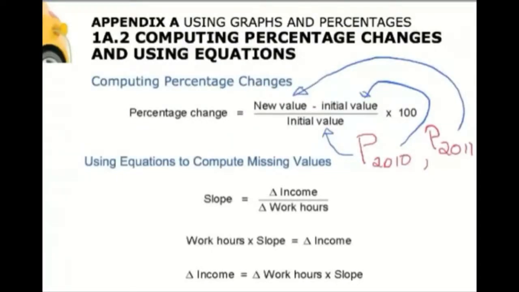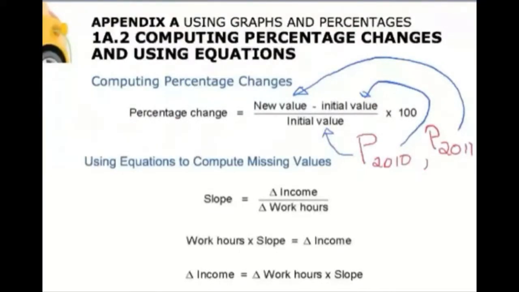So to compute the percentage change in the price of a good or a service from 2010 to 2011, you take the price from 2010 and put it in where the initial values go. And you take the price of 2011 and put it in where the new value goes. So you have the change in the price, or the change in the variable, divided by the initial value of that variable. And you multiply it times 100 to get it to be a percentage change.